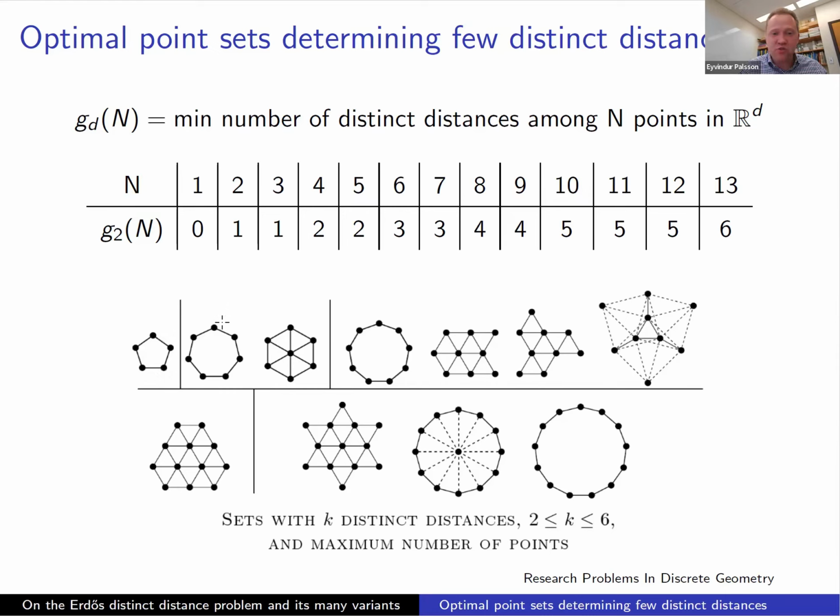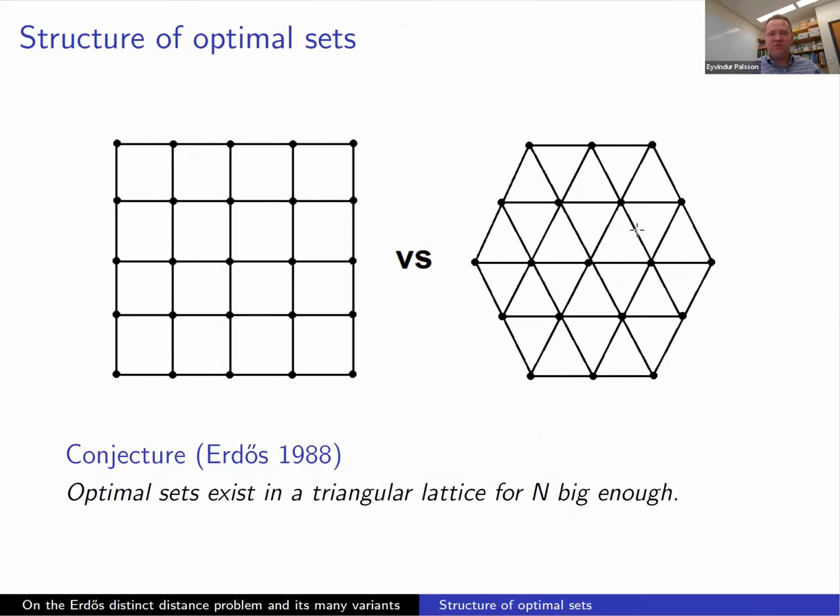What you see in the next group are the optimal configurations for having 3 distinct distances. They have 7 points. Then optimal for 4 distinct distances, 5 distances, 6 distances, and what is more, these are proven to be the optimal configurations. There are no other configurations of this number of points that achieve this few distinct distances. So that's really neat. Okay, and so one can ask, what's the structure of these optimal sets? The constructions I showed you were on the integer lattice, but you could just as well look at a triangular or hexagonal lattice.